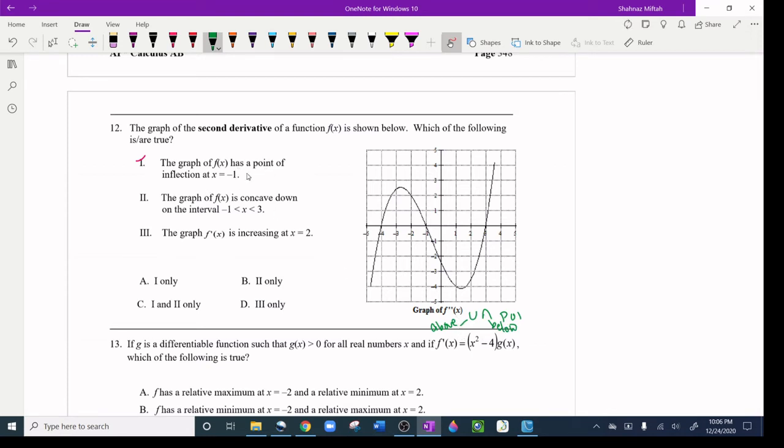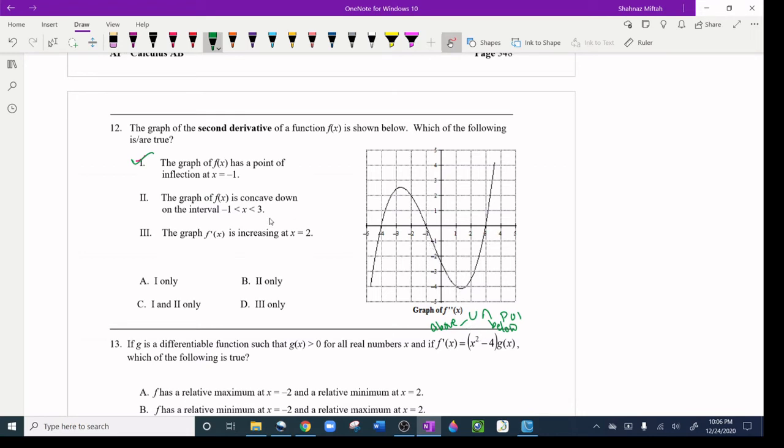So the graph of f of x has a point of inflection at x equal negative 1. Since it goes concave up to concave down to up, it's true. The graph has a point of inflection because that's above the x-axis, that's below the x-axis. It changes here. So that's true. The graph of f is concave down on the interval negative 1 to 3. Yes, because concave down means below the x-axis.